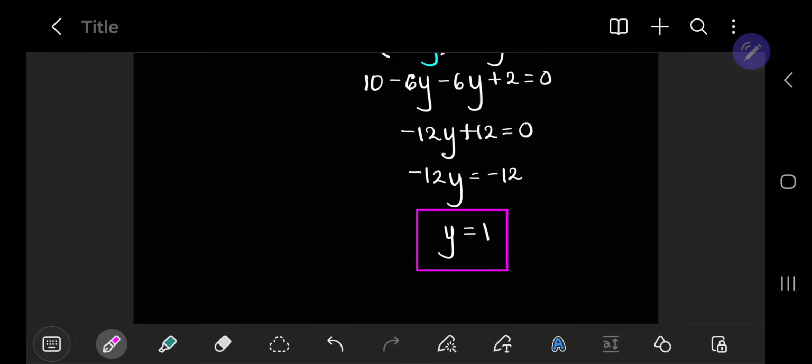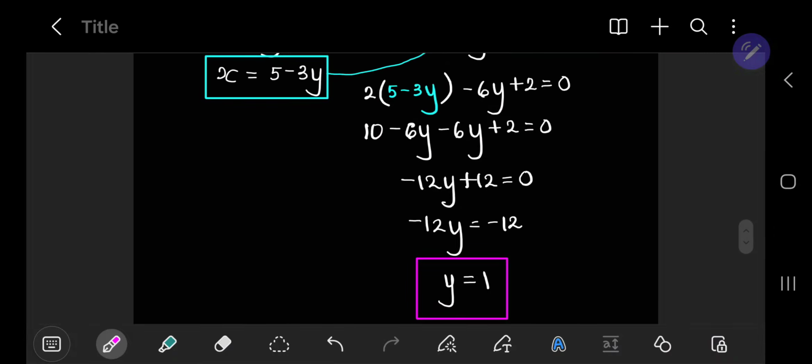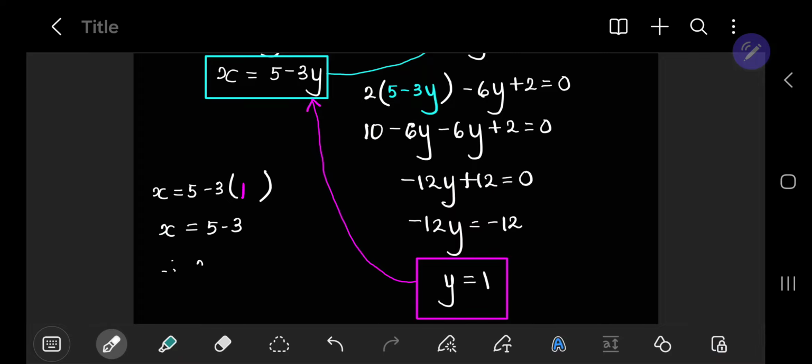Now that we know what y is, we can take that value for y and substitute into the previous equation to solve for x. So here we have it. That is going to be 5 minus 3, and therefore x is equal to 2. So here we have managed to solve for x and y simultaneously.